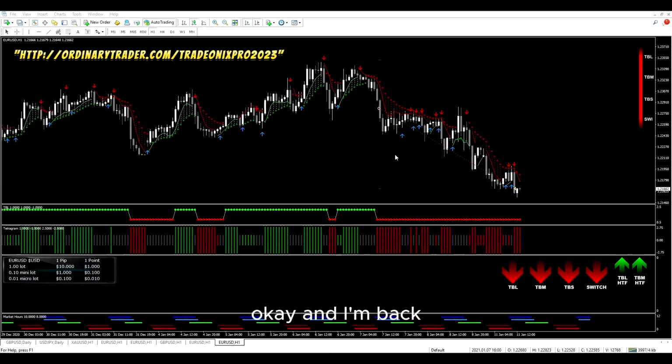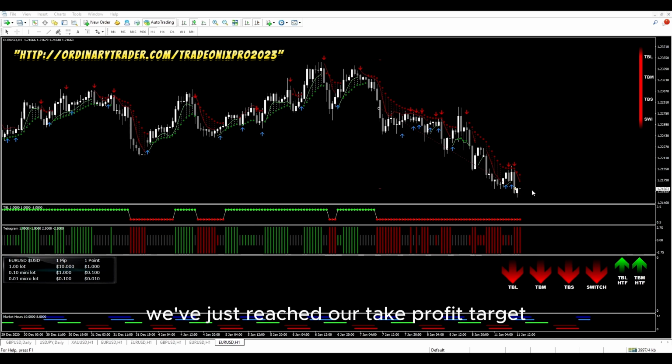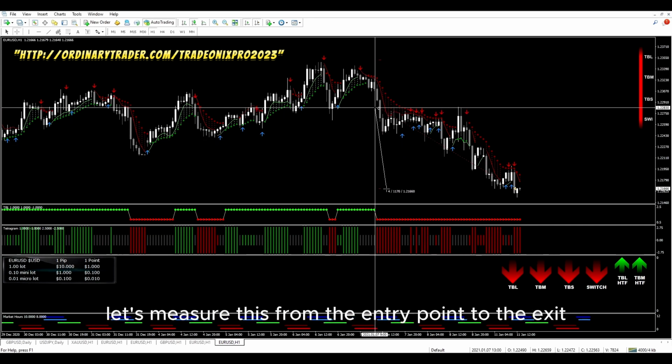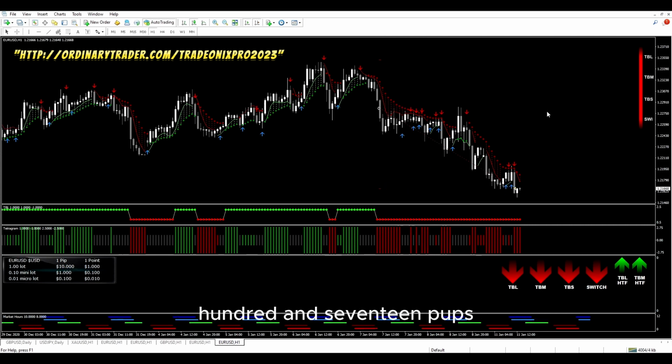Okay, and I'm back. And as you can see, we've just reached our take profit target. Very successful trade. And let's just have a look and see how this played out. Let's measure this from the entry point to the exit. 117 pips. Fantastic trade. $2,318 I made on this trade.